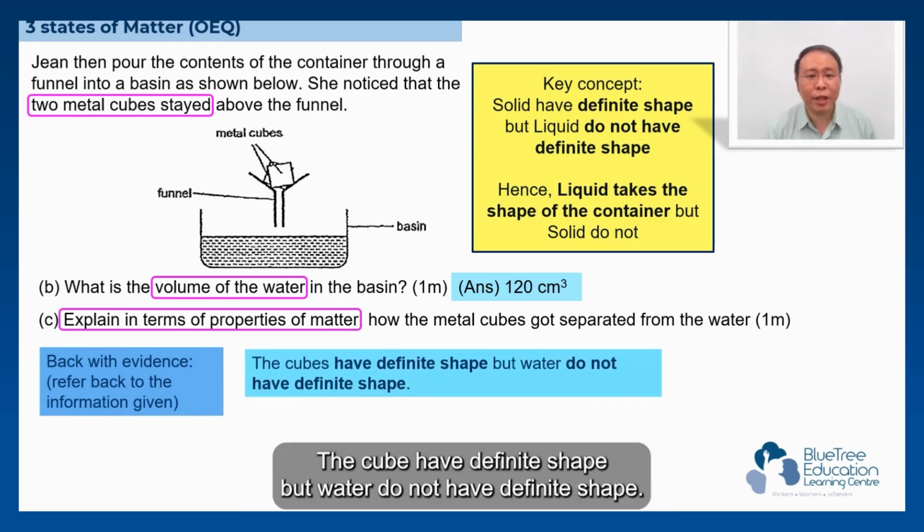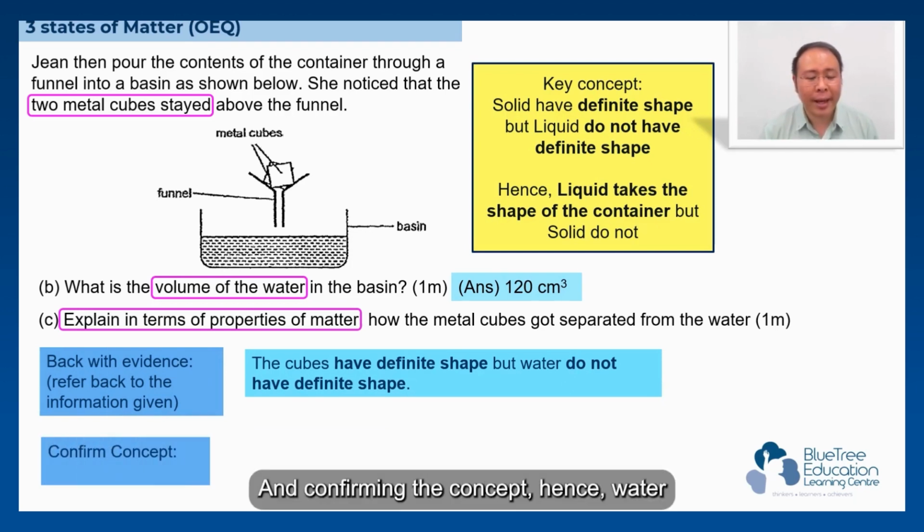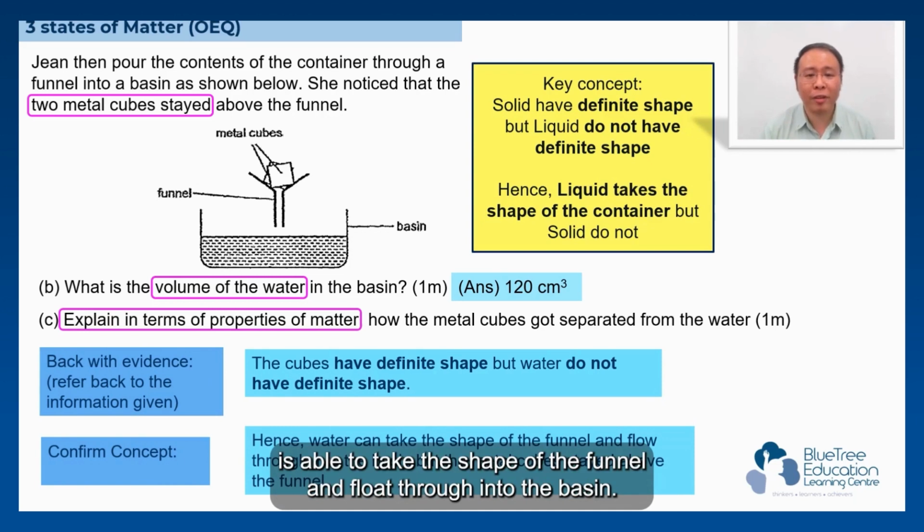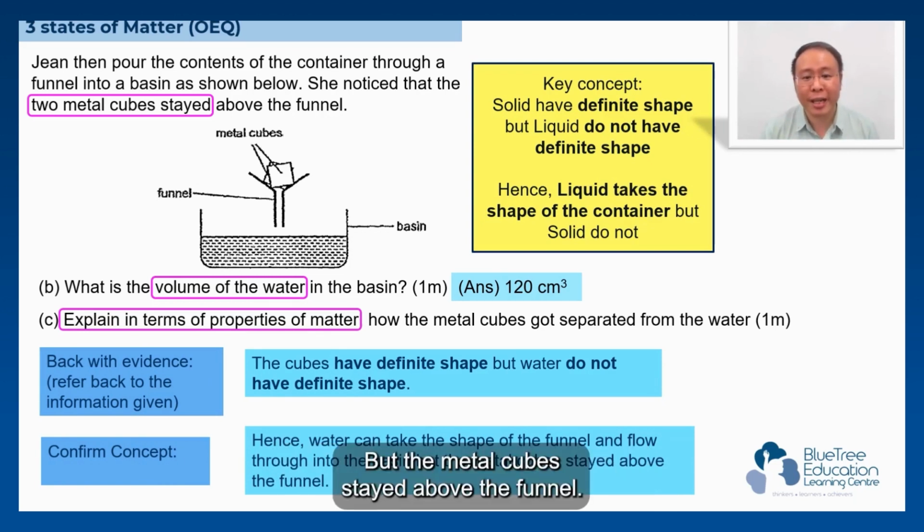The cubes have definite shape, but water does not have definite shape. Alright, and confirming the concept, hence water is able to take the shape of the funnel and flow through into the basin, but the metal cubes stayed above the funnel.